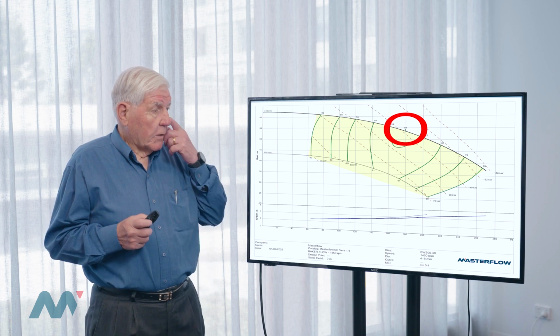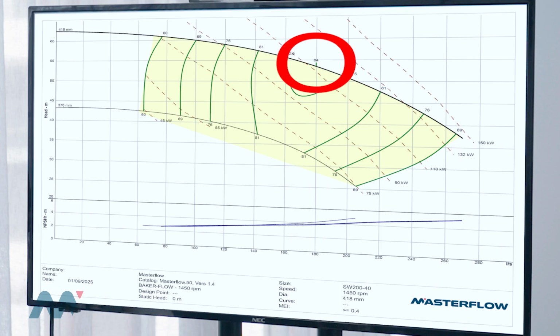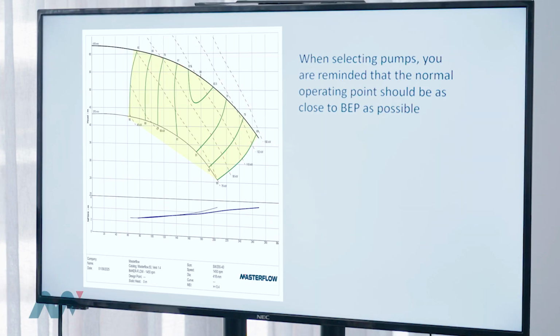Here I've got a pump curve which is showing a preferred operating zone, but this manufacturer has given an idea of where to choose the pump operating point if this pump is going to be the basis of your selection. Okay? And that's important because the guy who's making the pump should know where it operates best. In selecting pumps, you are reminded the normal operating point should be as close to BEP as possible. So somewhere in that zone would be ideal.